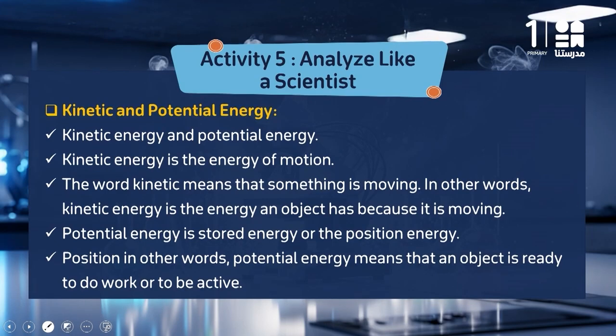The potential energy has three types: chemical energy, gravitational energy, and elastic energy. The chemical energy could be found in the battery, fuel, and food. The gravitational energy, of course, from its name, as we said, comes from the gravity, and the elastic energy could be found in the compressed spring. While the kinetic energy has four types: light, sound, electric energy, and thermal or heat energy.